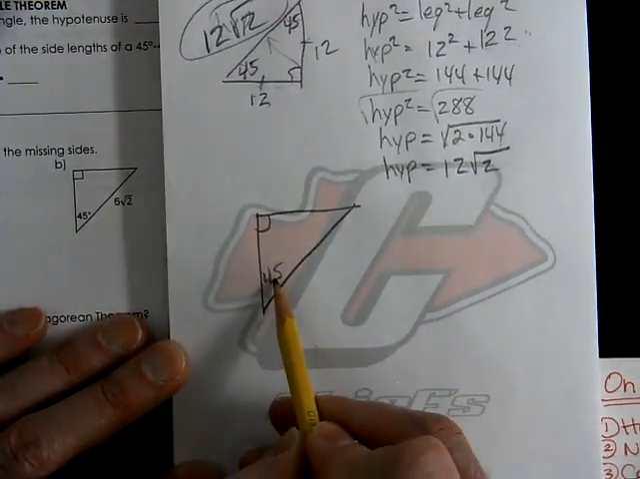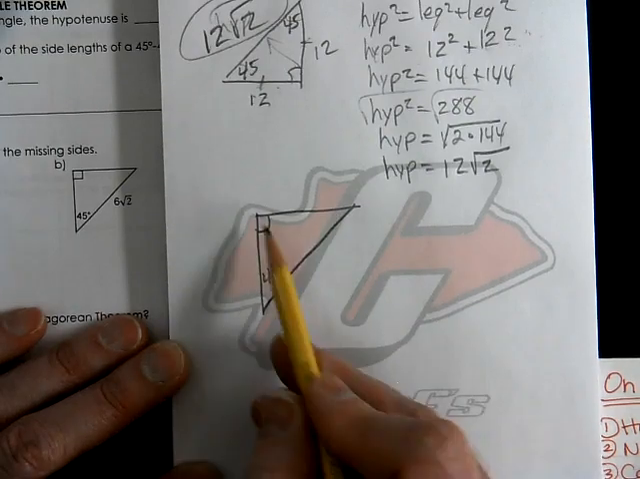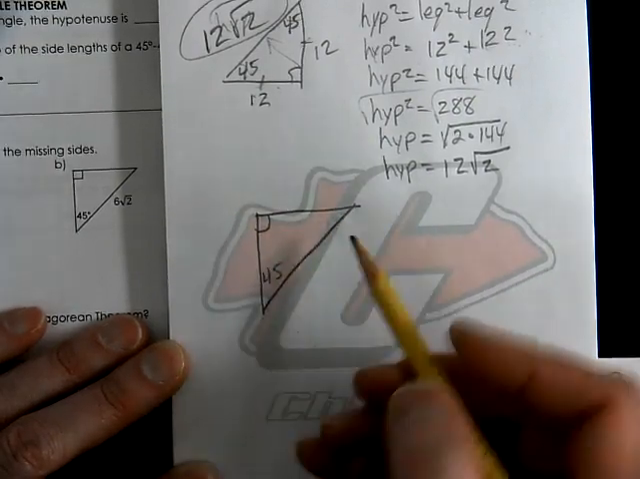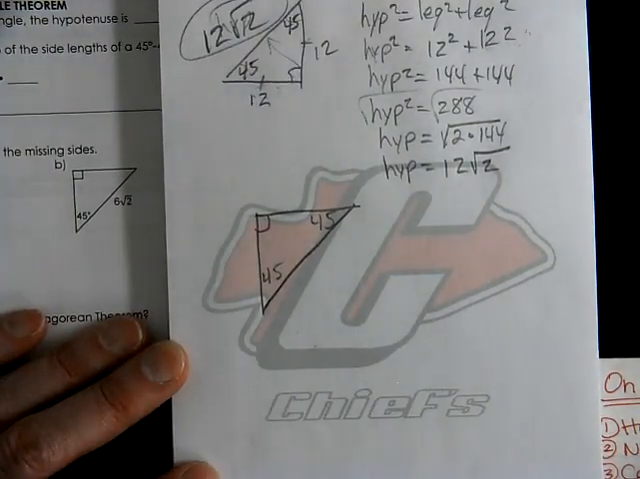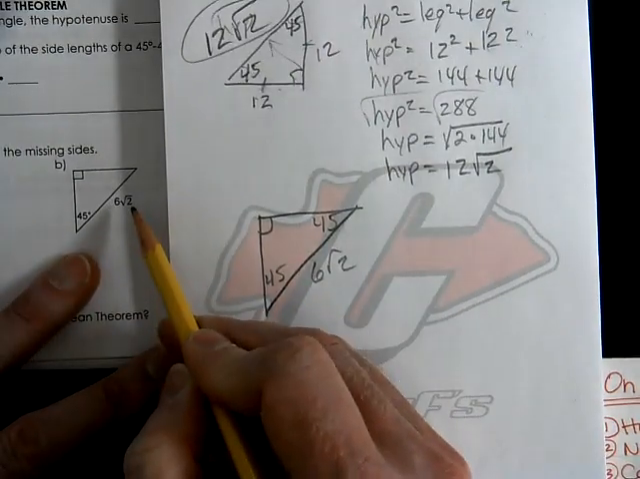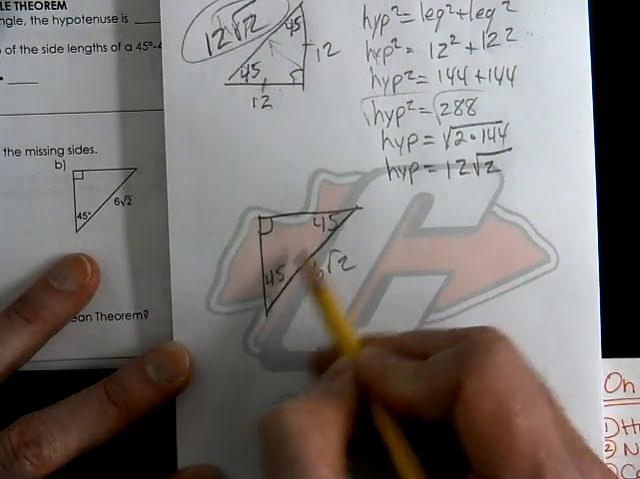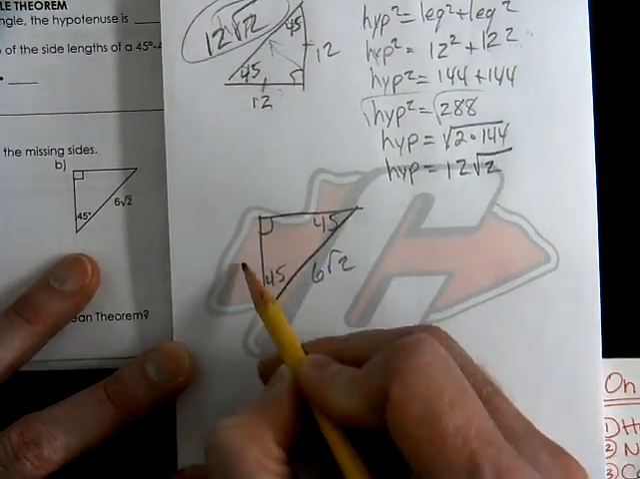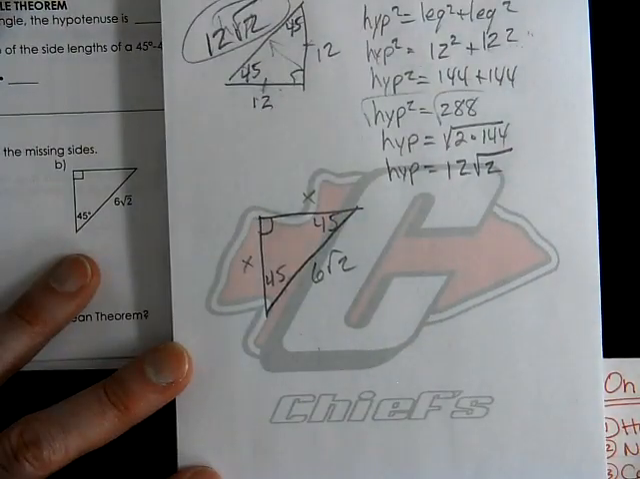If this is 45 degrees and this one's 90 degrees, then the missing angle has to help you add up to 180, so it has to be 45 degrees. So this is a 45, 45, 90 triangle. The hypotenuse is 6 root 2. Since your two angles are the same, you know your two legs are going to be the same. That's kind of the trick.